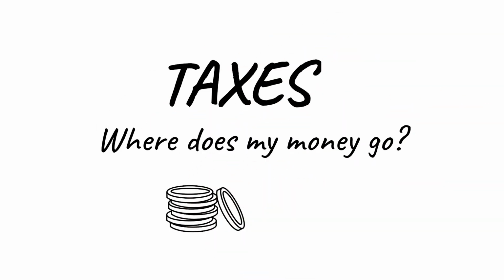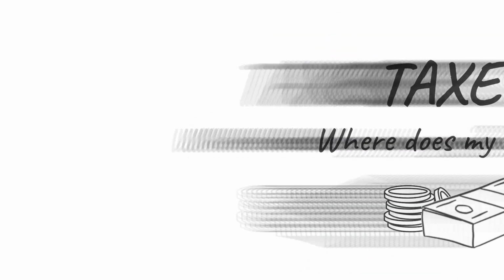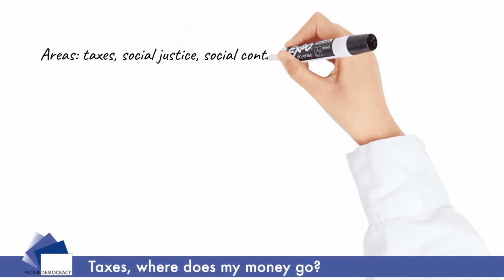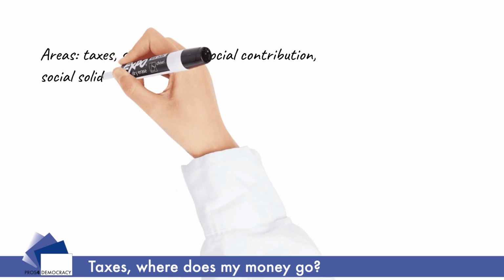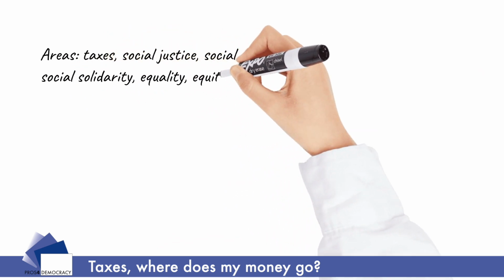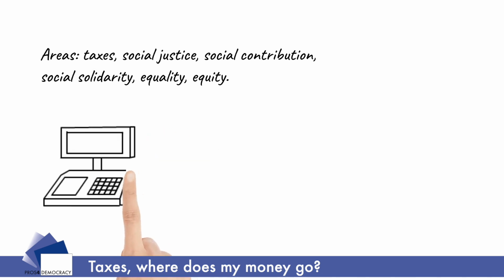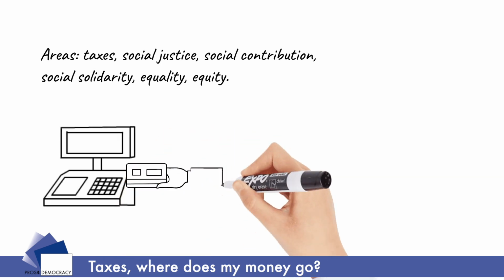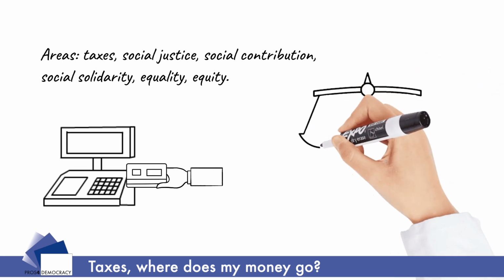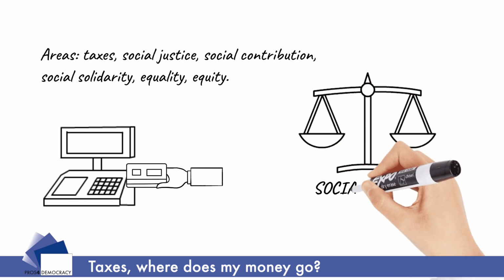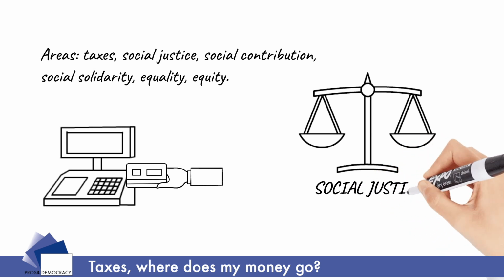Taxes. Where does my money go? Areas of the activity are taxes, social justice, social contribution, social solidarity, equality, equity. Students will acquire a better understanding of what taxes are and how we pay them, come to appreciate the correlation between social justice and taxation, and apply critical thinking through exploration of ways in which taxes can be applied fairly.